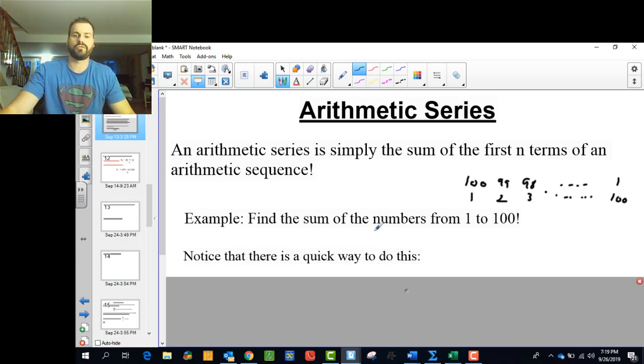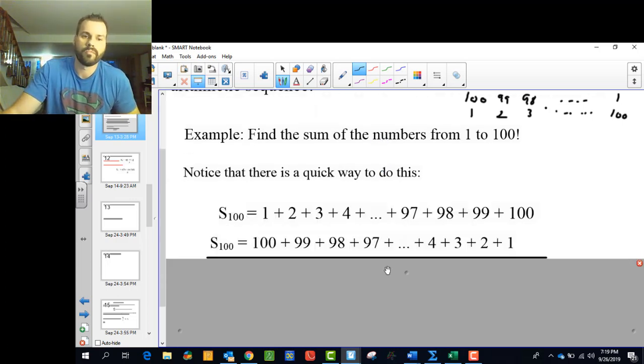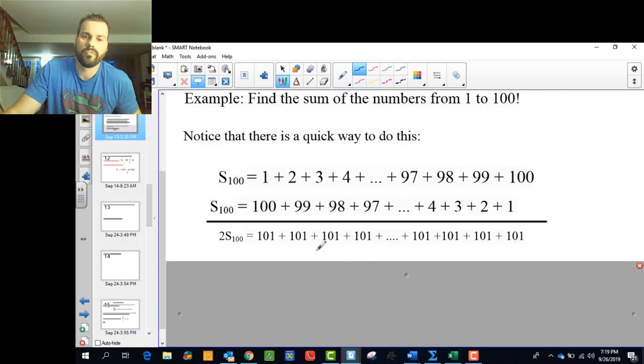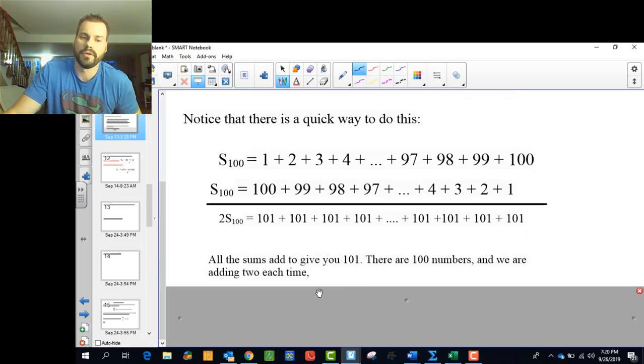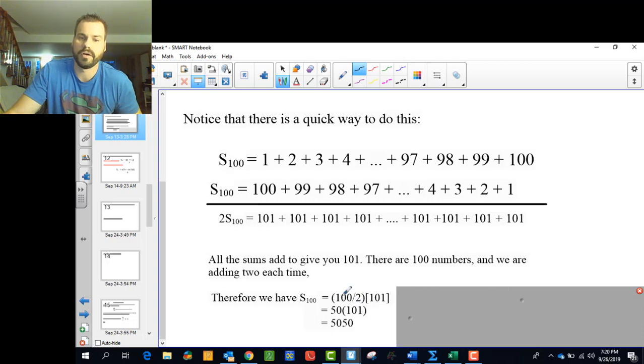And so the quick way of summing this is to go two of these sums, if you add it up twice, they all add up to 101. And there are 100 numbers. We're adding 2 of them each time. So we have 100 divided by 2, because we're going to have pairs of numbers. So there's 50 pairs, and each pair is 101. And so the answer is 5,050.